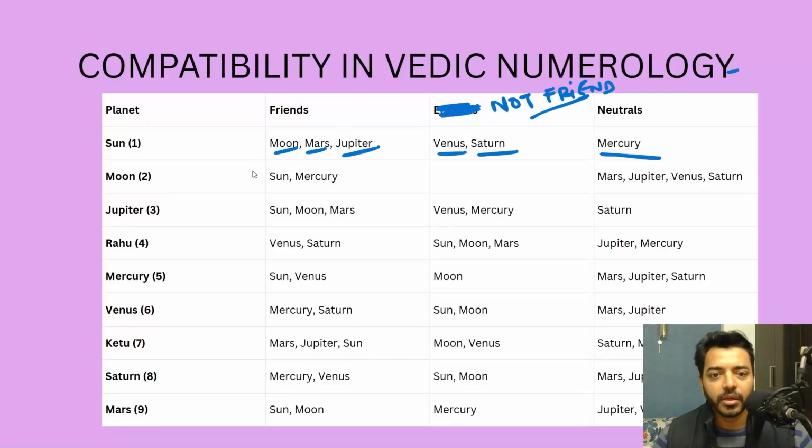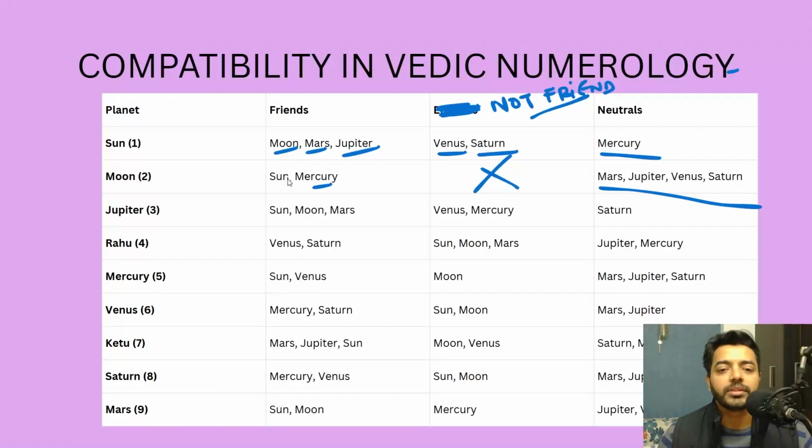Similarly, Moon is friends with Sun and Mercury. Moon always likes the younger Sun, right? Younger child. And Moon has no don't like or not friends. So Moon is neutral to all others. Moon is friends with Sun and Mercury only.